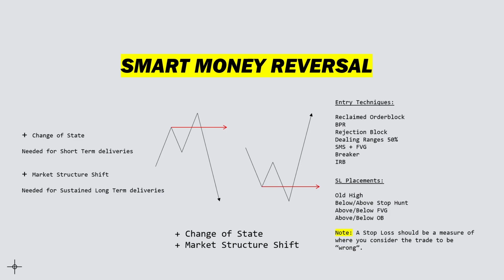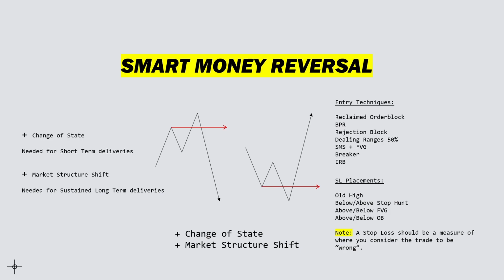That's it. So, the entry techniques we have here: a reclaimed order block, which is what you'll find at the smart money reversal. You'll find a balanced price range, or what they like to call a BPR. You'll find a rejection block. You could find dealing ranges that allow for selling or buying at the 50% of the dealing range.